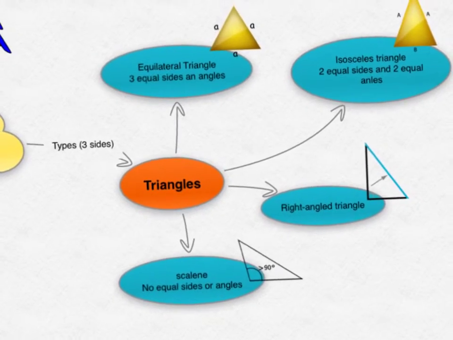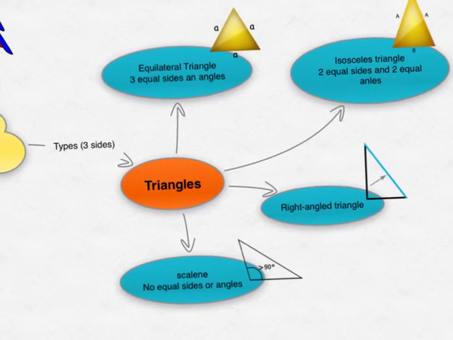Next one down here is a scalene. And a scalene triangle is characterized by the fact that none of the angles are the same as each other and none of the lengths are. Okay, now that could be the case for right angle triangle, but what makes the right angle triangle special is that right angle, and that has a whole lot of maths associated with it.